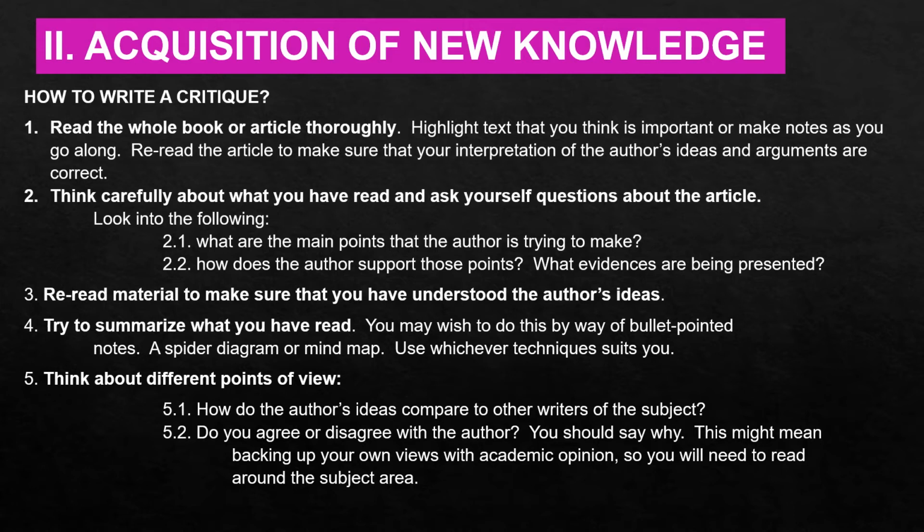Number 3, reread material to make sure that you have understood the author's ideas. Number 4, try to summarize what you have read. You may wish to do this by way of bullet-pointed notes, a spider diagram, or mind map. Use whichever technique suits you. And number 5, think about different points of view. How do the author's ideas compare to other writers of the subject? Do you agree or disagree with the author? You should say why. This might mean backing up your own views with academic opinion, so you will need to read around the subject area.